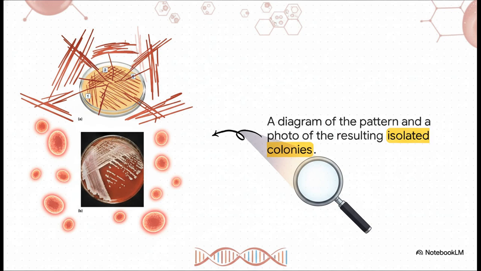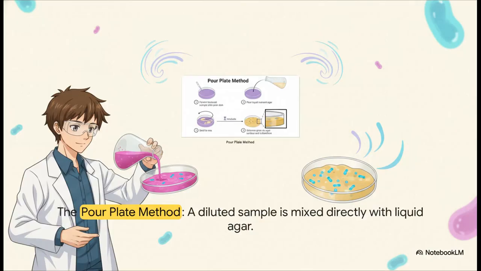And boom, this slide just shows you the payoff perfectly. The diagram shows you the pattern, but the photo, that's the real magic. The first streaks are like these crowded bacterial highways, right? But by the time you get to that last section, you see these beautiful, distinct little dots. Each one of those dots is a colony, a visible mound of millions of clones that all started from one single cell that you isolated.